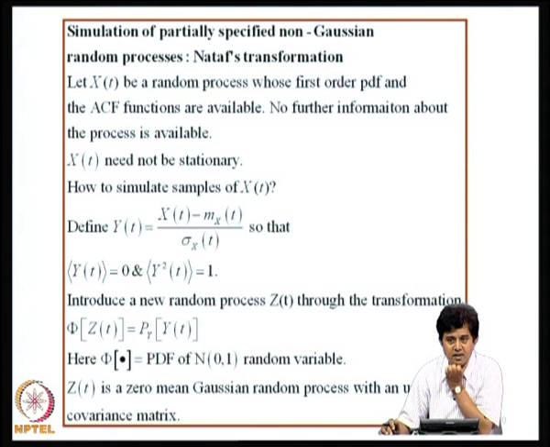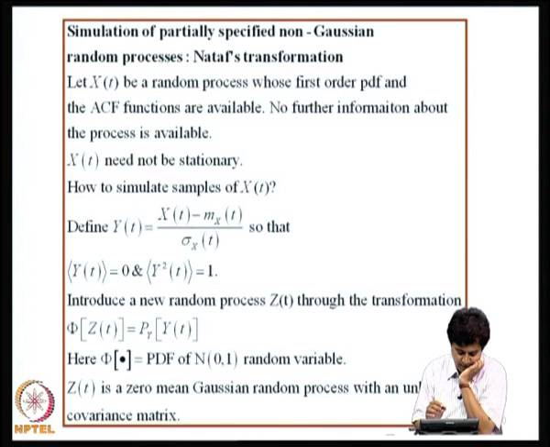The description of the random process here is limited to the power spectral density function or the autocovariance function, and the first order probability density function. So, here we are considering, let x of t be a random process whose first order PDF and autocovariance functions are available. No further information about the process is taken to be available. X of t need not be stationary. So, the problem is how to simulate samples of x of t.